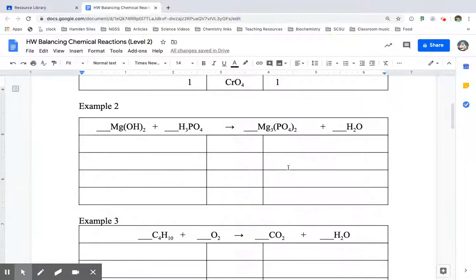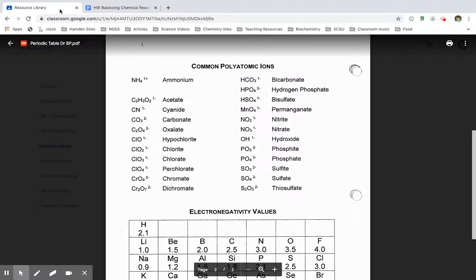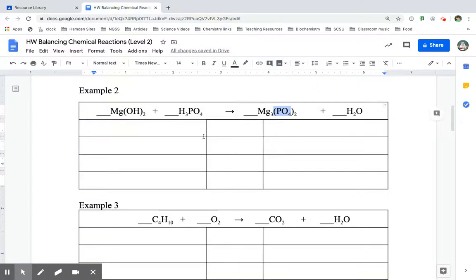Let's check out number 2. And number 2, notice I've got the family thing going on again. The H3PO4, gosh, that looks like a family. Hey, there it is on the right. PO4 is in parentheses over there, but just in case you're worried, you can go back and check your periodic table. PO4 is a family. Okay, so if I'm writing down the elements now, I have Mg, I have OH.